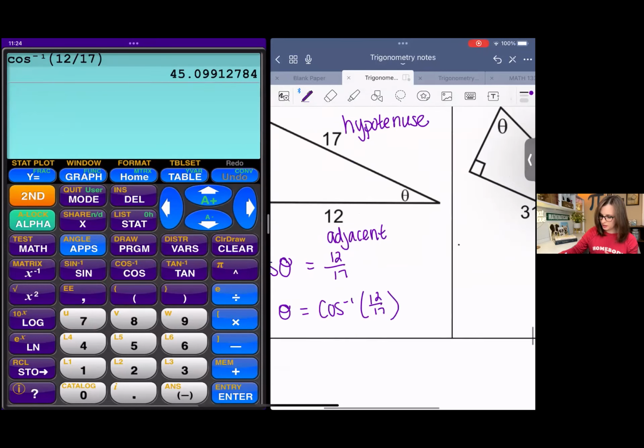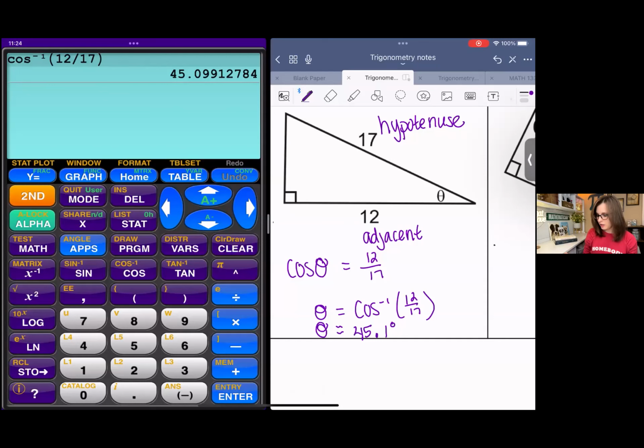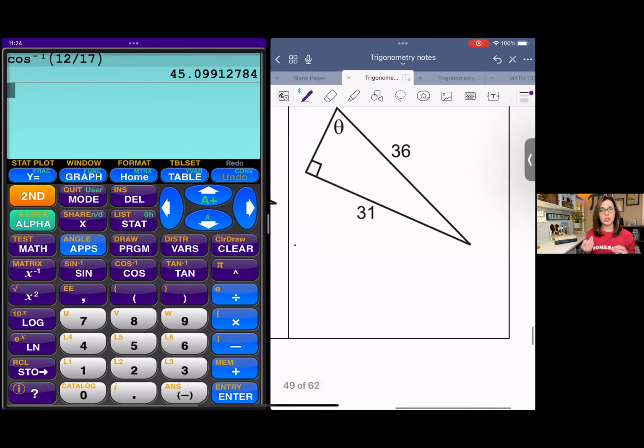So theta is about 45.1. The 9 behind the 0 rounds that 0 up to 1. So that's how I got 45.1 degrees. And that's all you have to do for that. So for this next one, pause it and figure out which sides were given, and then figure out which trig function you would want to use to solve the problem.